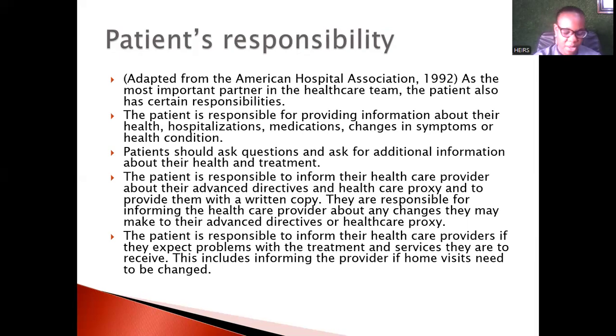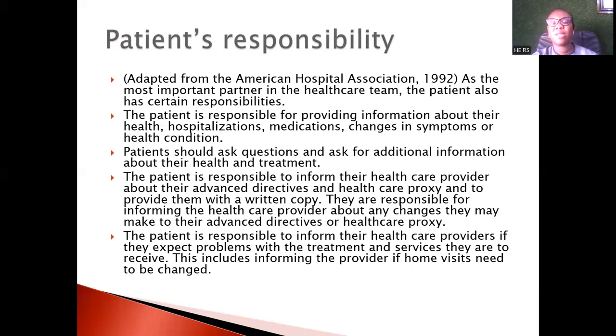So you, the healthcare giver, are probing, and your patient is giving the responses or the answers. Your patient should also ask questions and ask for additional information about their health and treatment. So you want to explain all you can medically. It is your patient's responsibility to ask further questions. The patient is responsible to inform the healthcare provider about the advance directive, that is, should they come to that point where they cannot make decisions for themselves. Advance directives usually are written ahead of time. It is their own responsibility to inform the healthcare giver.